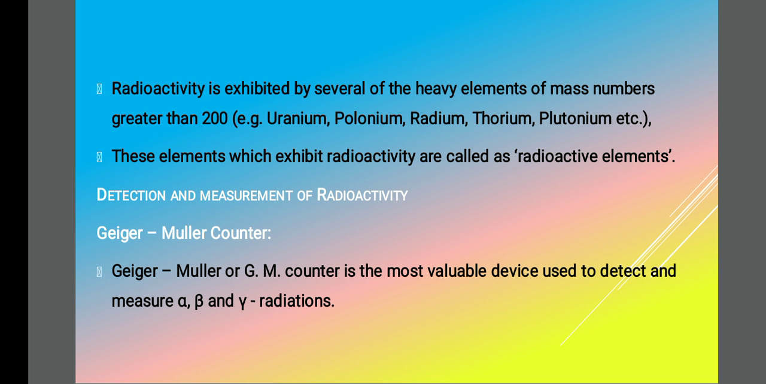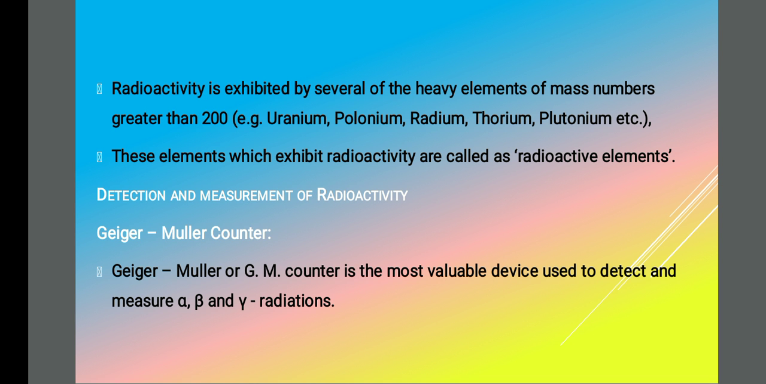Is it clear? I'll repeat. Radioactivity is exhibited by several heavy elements of mass number greater than 200, and a few examples are mentioned here: uranium, polonium, radium, thorium as well as plutonium. Is it okay? These elements which exhibit radioactivity are called radioactive elements.